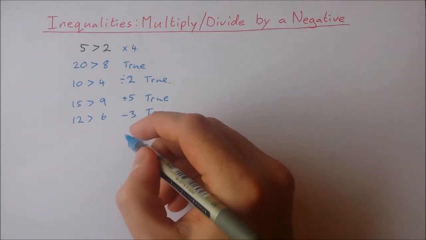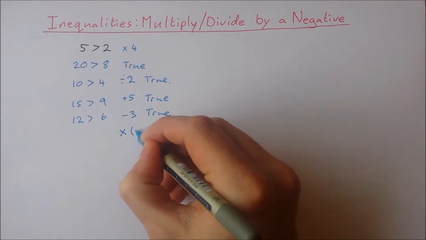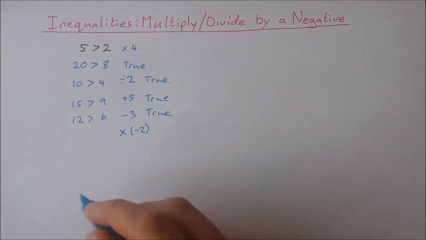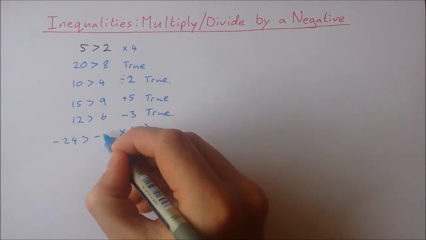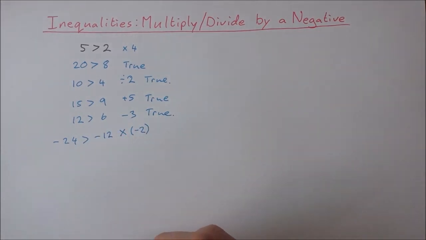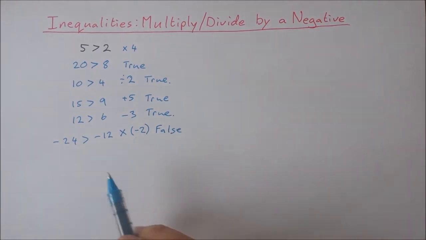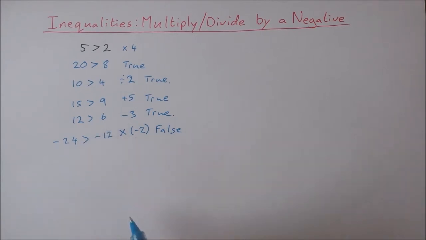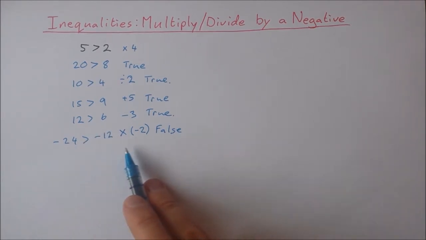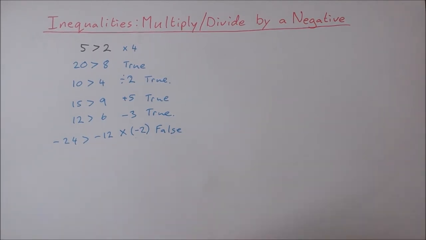Now I'm going to try and multiply by a negative number. So let's multiply by minus 2. That'll give me minus 24 greater than minus 12, which is false. Minus 24 is not greater than minus 12. Minus 12 is greater than minus 24. If you look at it on the number line, minus 12 is further to the right than minus 24 is, and bigger numbers are further right.